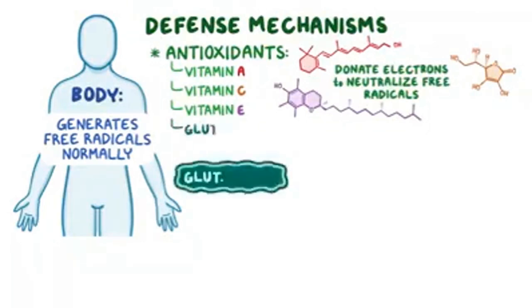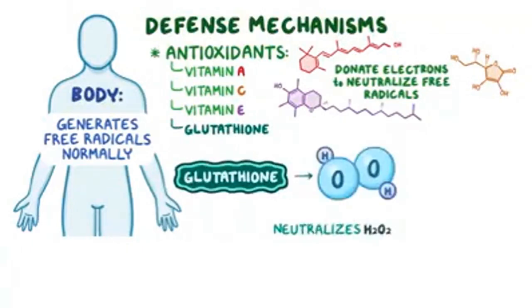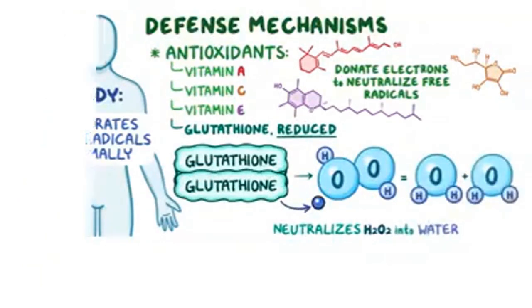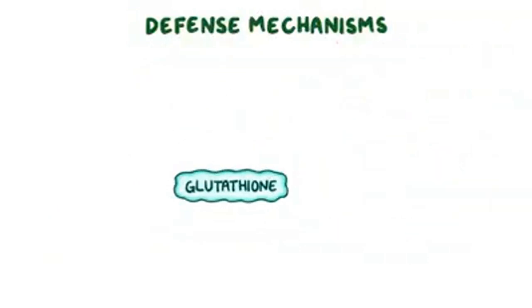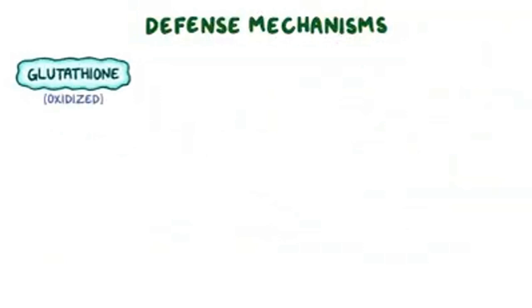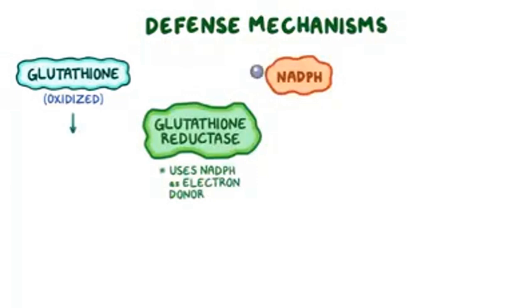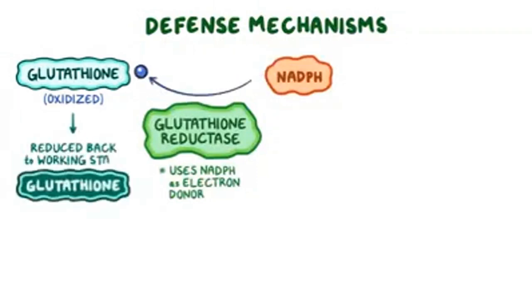Another molecule in our body called glutathione acts as an antioxidant and neutralizes hydrogen peroxide. In order to function, two glutathiones need to be in the reduced state where they can donate an electron and a proton to the hydrogen peroxide and convert it into harmless water. However, this oxidizes glutathione. So before it can get back to work, an enzyme called glutathione reductase uses NADPH as an electron donor and reduces the oxidized glutathione back into its working state. After giving up its electron, the NADPH becomes NADP+.